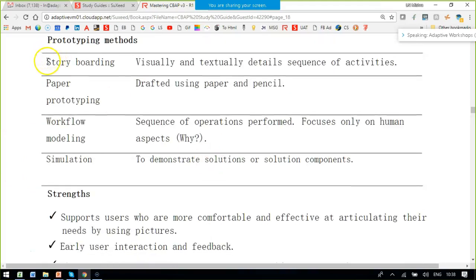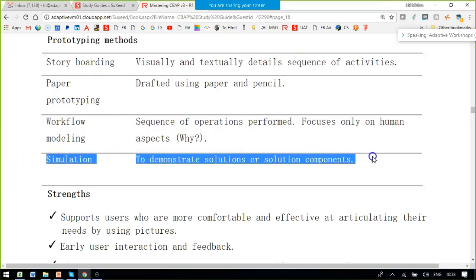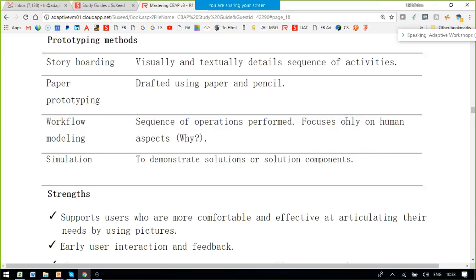Then you have concepts like storyboarding, where you describe the sequence of activities using characters. Paper prototyping is using paper. Workflow modeling is using some kind of tool, and you could also do some simulation using a tool. I know there's a very famous free tool called Bizagi BPM, which you can download and use, and you can actually do a lot of process simulations using that tool. So if your demand is like this, how much time is the process going to take? All that simulation you can do using that tool.